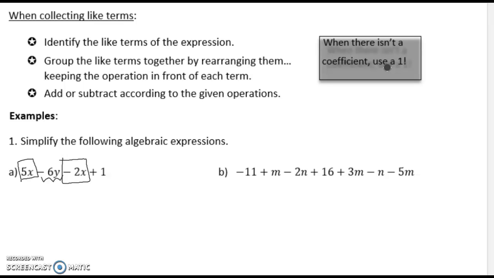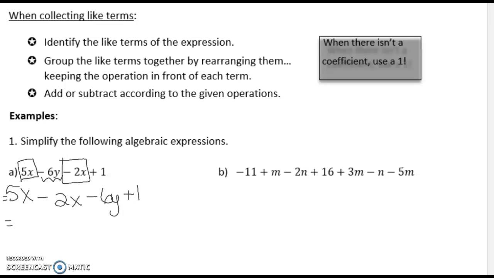Now it says group the like terms together by rearranging and keeping the operations in front of each term. So let's do our x's first. I have 5x, and then this one is a minus 2x. There's no more x's, so now I'm going to gather my y. This is a negative 6y. No more y's, and then I just have a positive 1. There should be an equal sign there, I just forgot it. Now we're going to simplify.